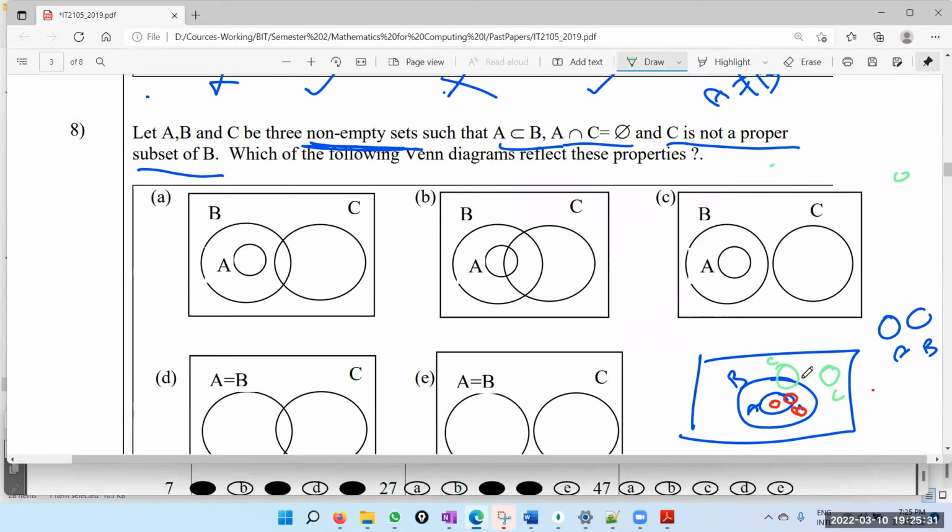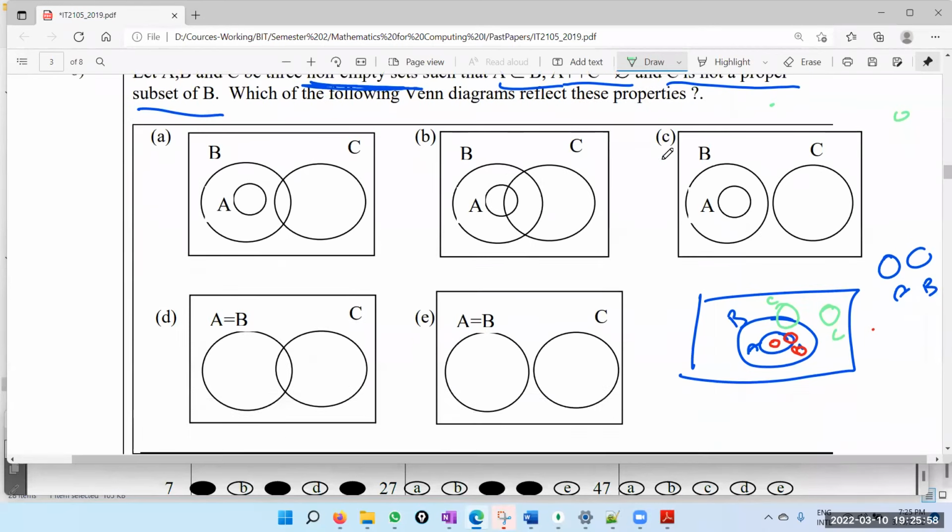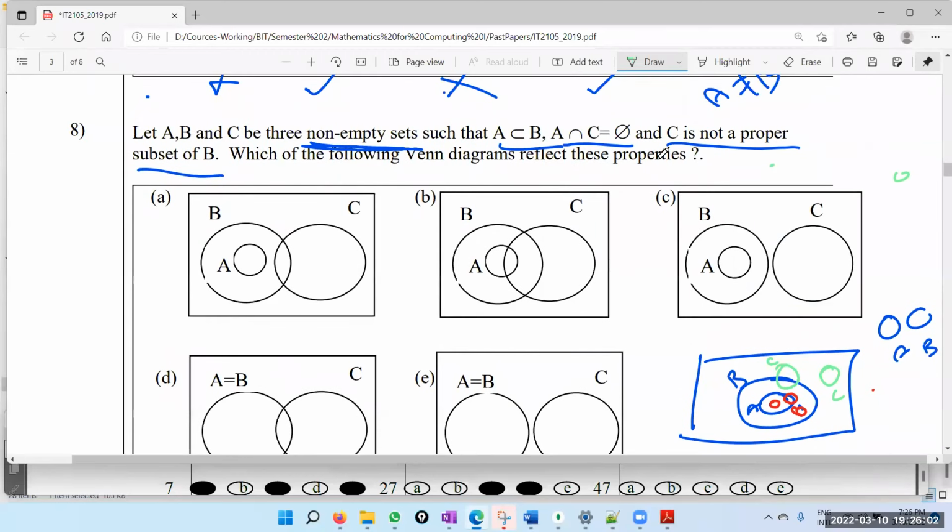C is not a proper subset of B. Yes, C is not a proper subset of B. Not a proper subset. Yes, okay, right. Now what about this? Which of the following Venn diagrams reflect these properties? So there can be multiple answers also now. It has to reflect these properties.